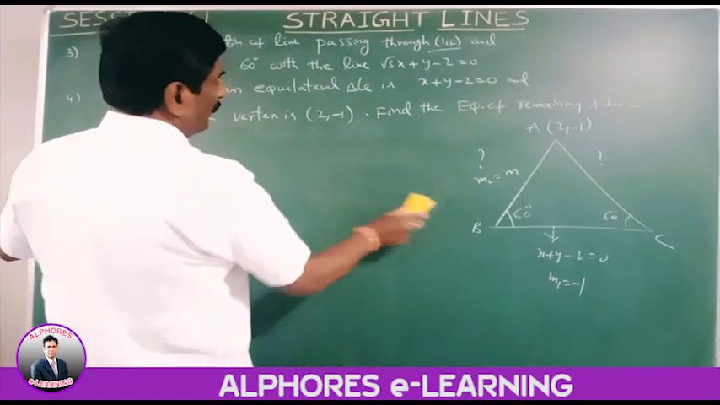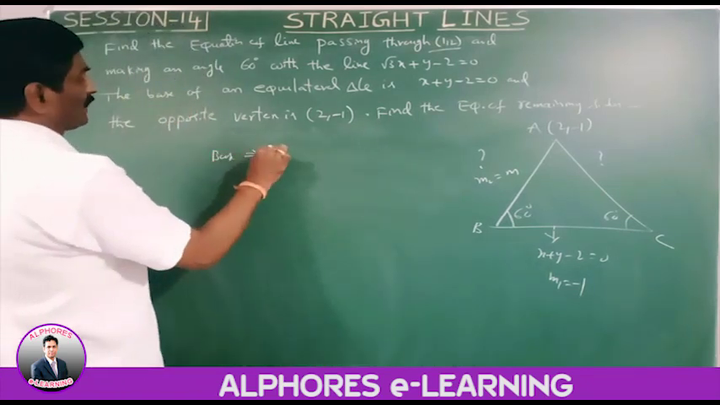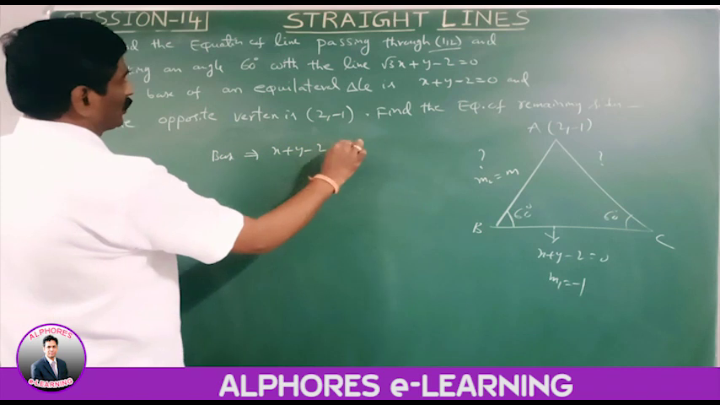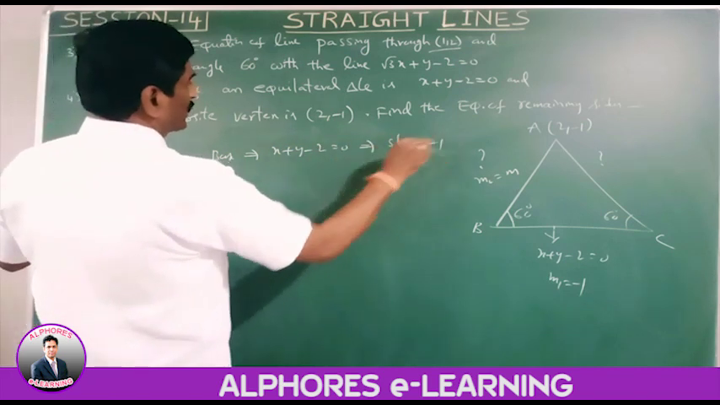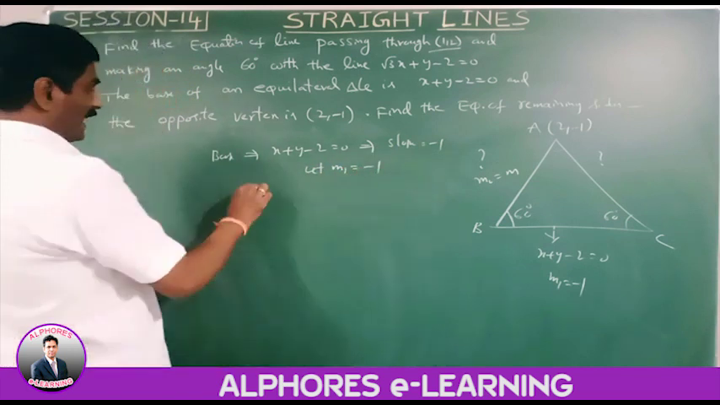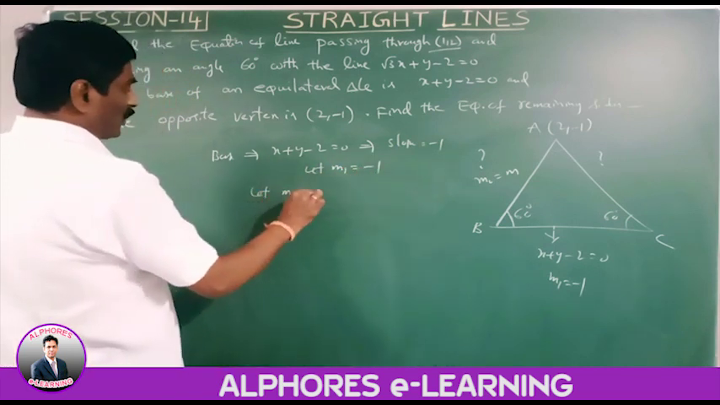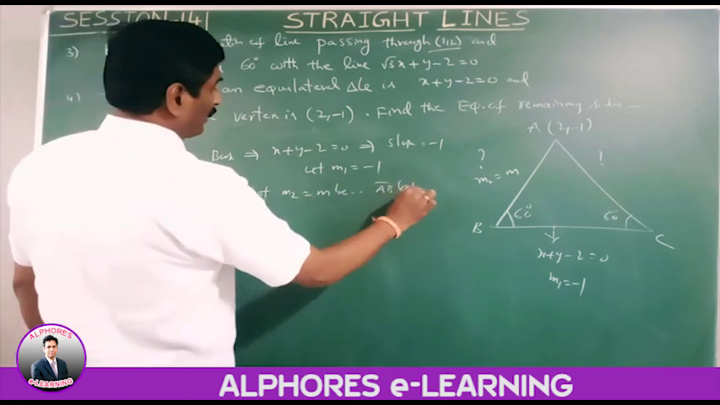What is the base of the equilateral triangle? The base of the equilateral triangle is x plus y minus 2 is equal to 0. So the slope of this line is minus 1. Let m1 is equal to minus 1. Let m2 is equal to m be the slope of the side AB or AC.